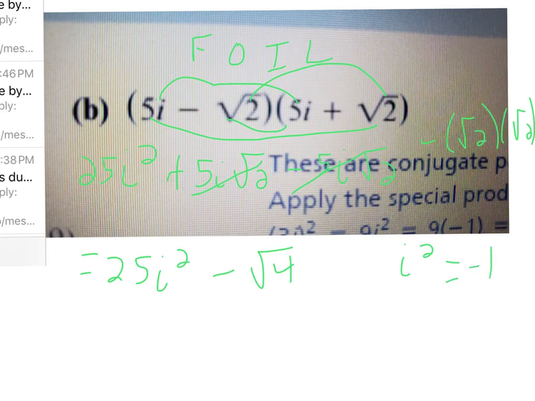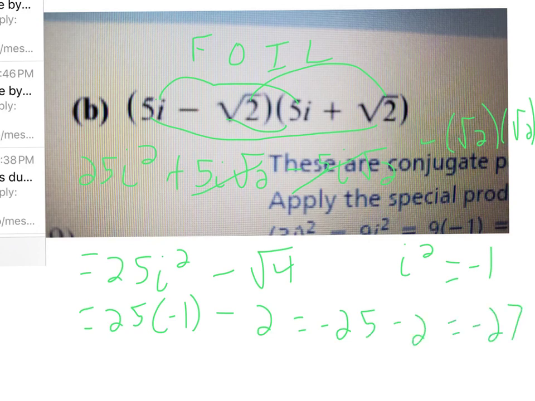Now anytime you have i squared, you want to replace that with negative 1. That's just definition. So this will equal 25 times, we have an i squared, that's negative 1. Then square root of 4 is 2. And so that's negative 25 minus 2, that's negative 27.